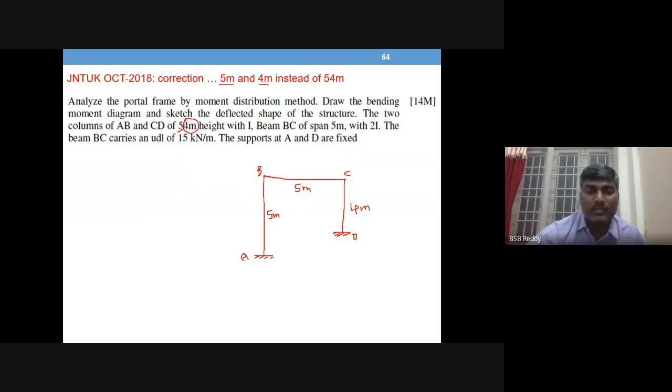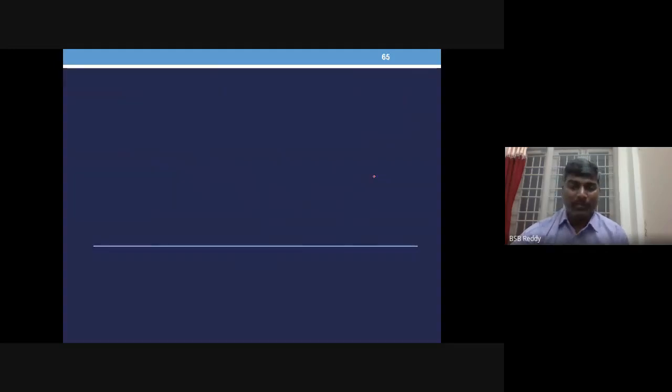Remaining things are very similar. So you have the UDL on BC, all that is same. BC carries the UDL. Okay, so take this problem with the correction like this instead of 54 meters, which is abnormal. Then perform this as a sway frame for practicing. Right. Okay. Thank you.